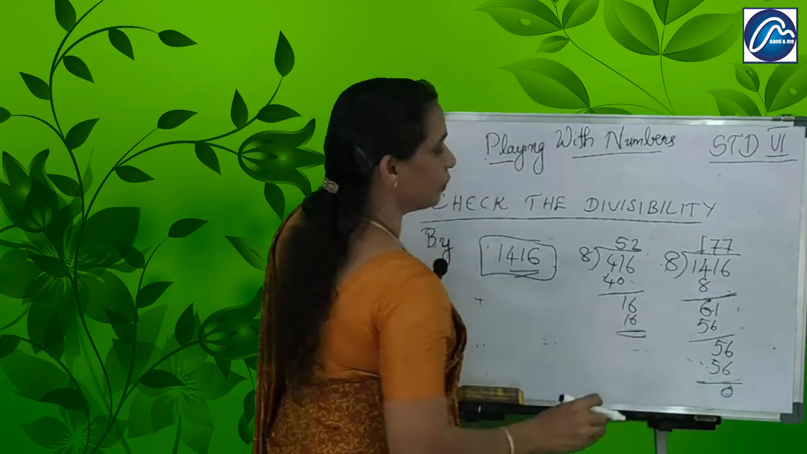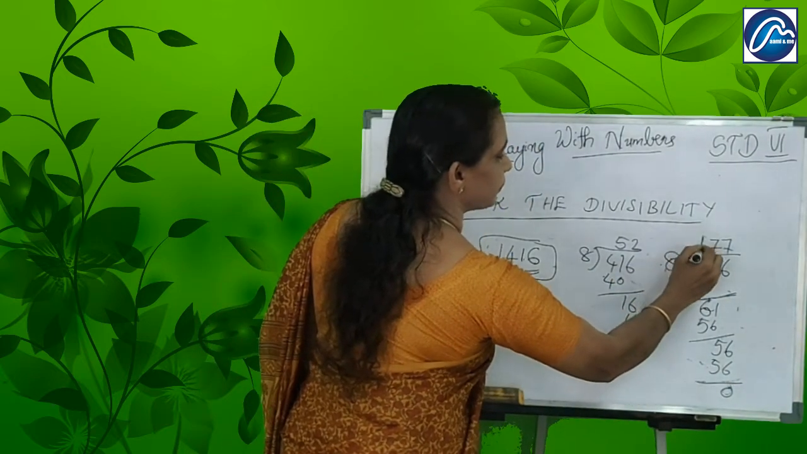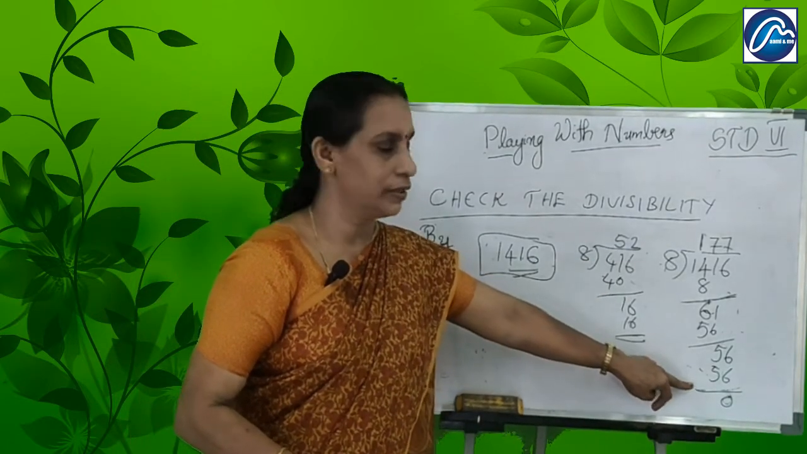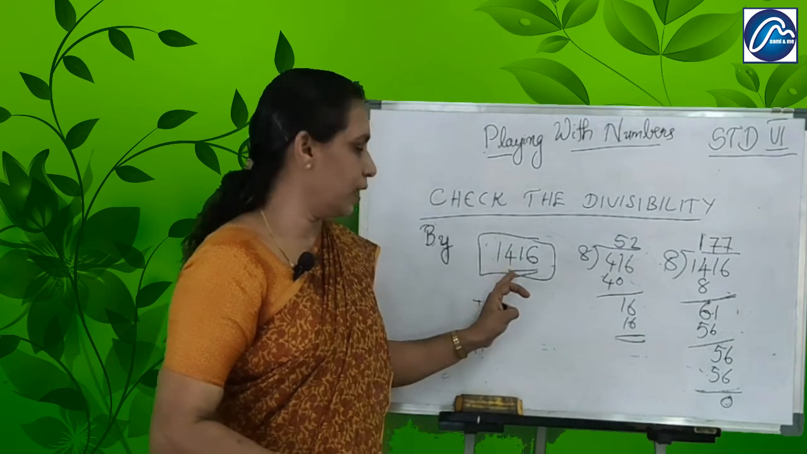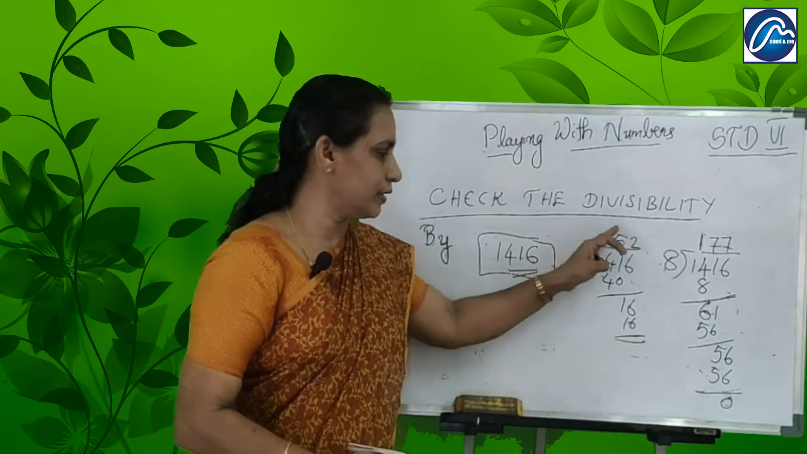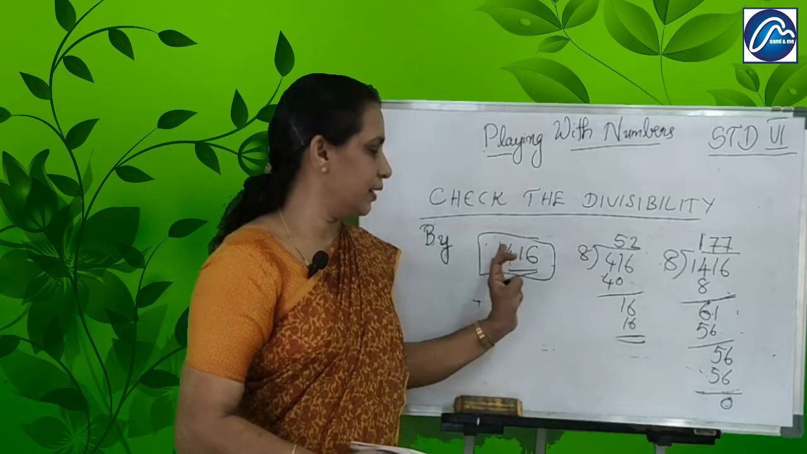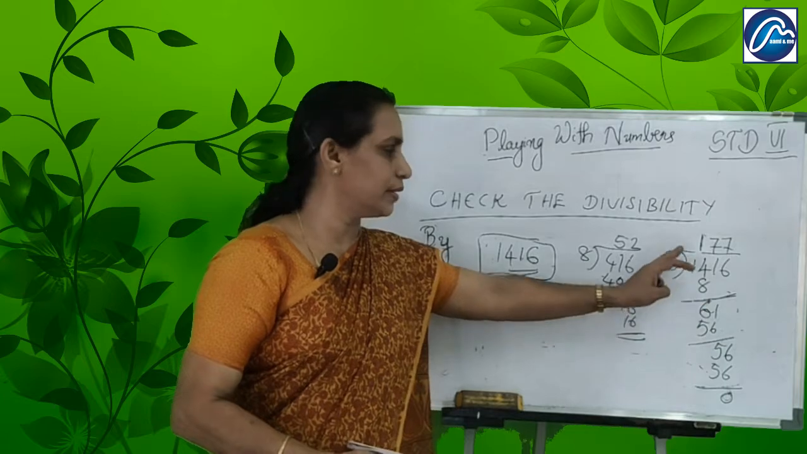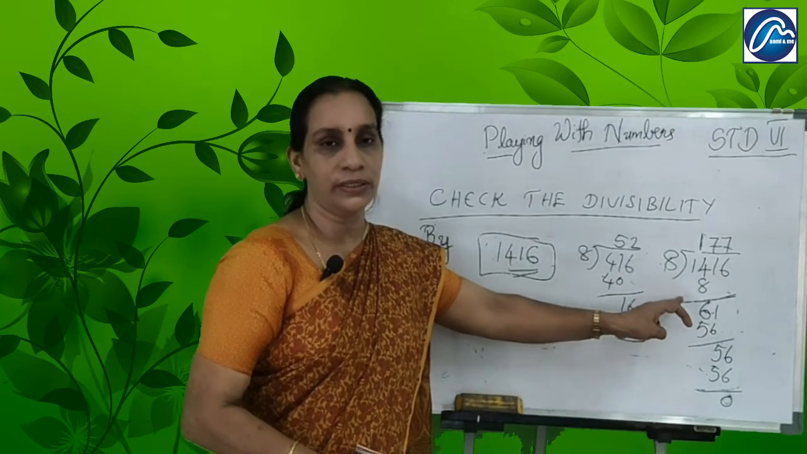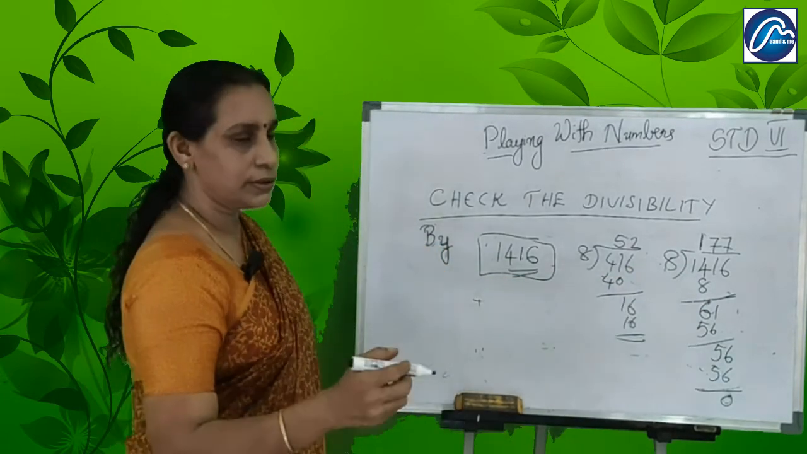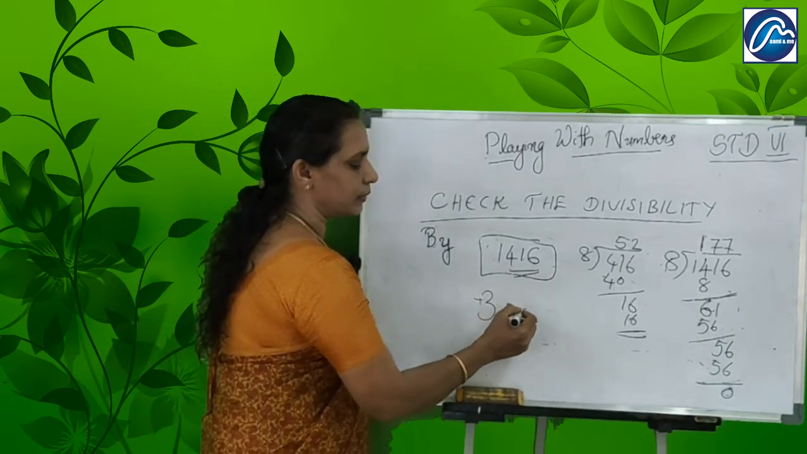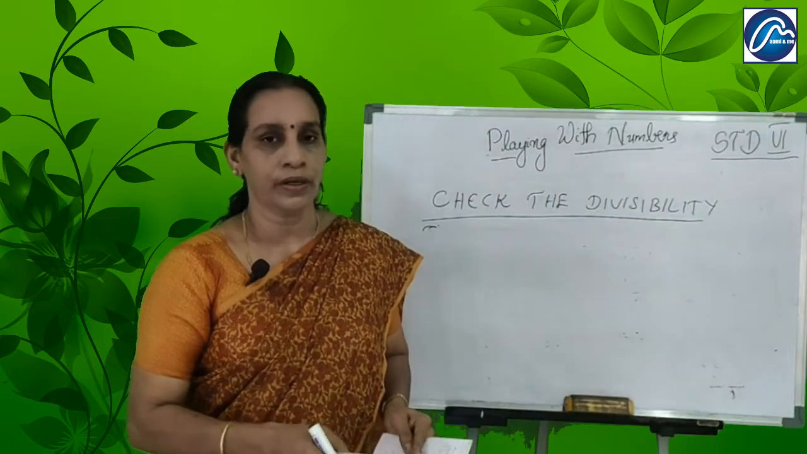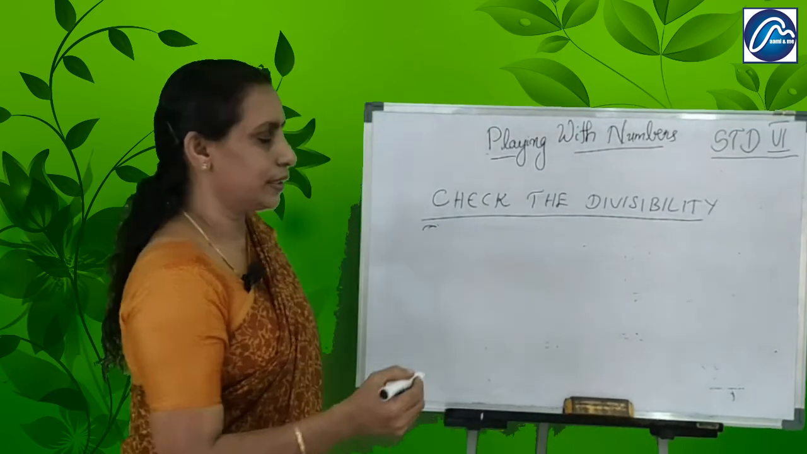So, 177. It is exactly divisible by 8. How will you check? The last 3 digits you will check. Then if it is divisible by 8, then the whole number is exactly divisible by 8. That we have checked here. So it is proved. And also, if you have a number like this, last 4 zeros.